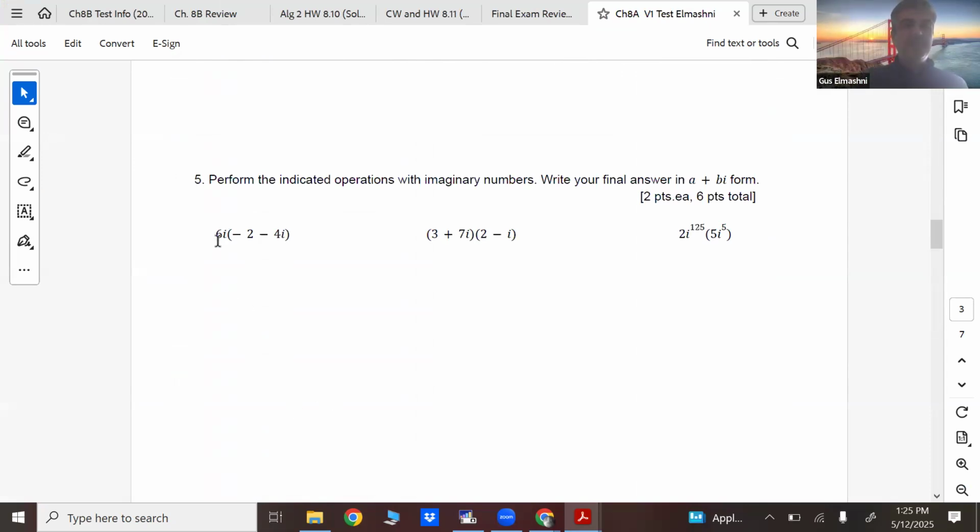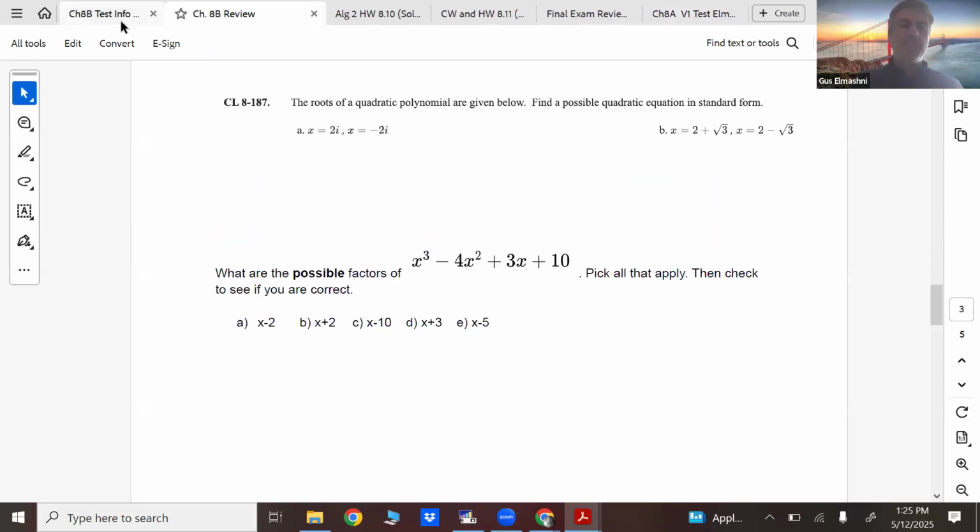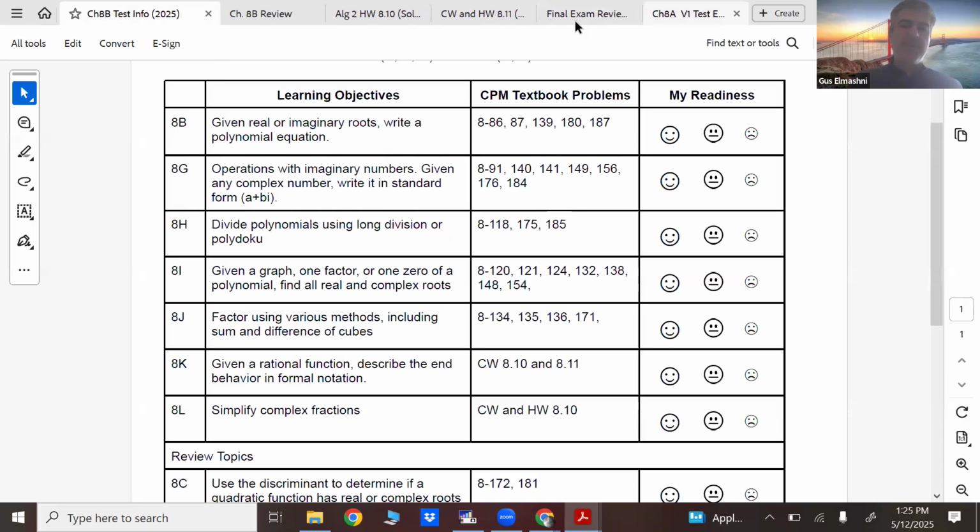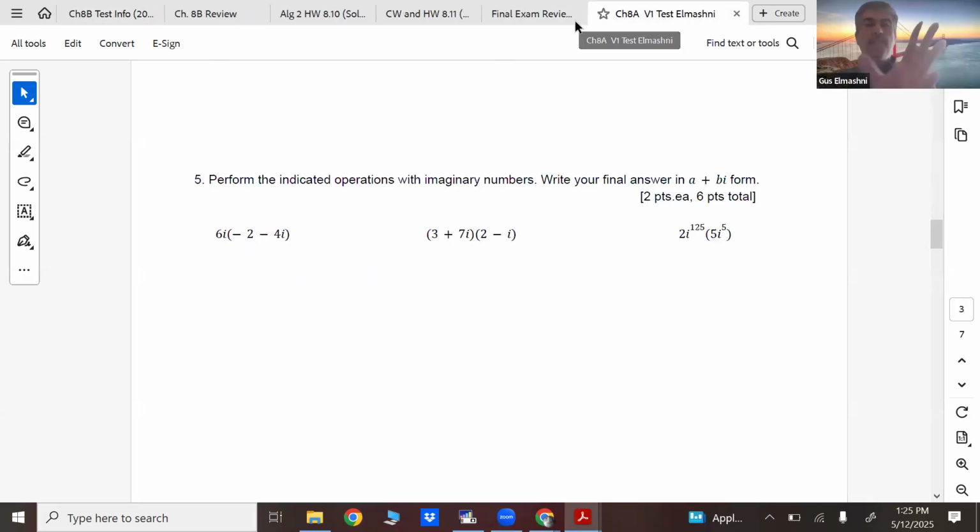Not understanding the 2 to the i when 125. Don't worry about it, because let's look at the review guide. To answer your question, for the sake of the final exam, you have to do i^125 times i^5, which is i^130, because you combine the exponents. Add. Then what you do is 130 divided by 4.